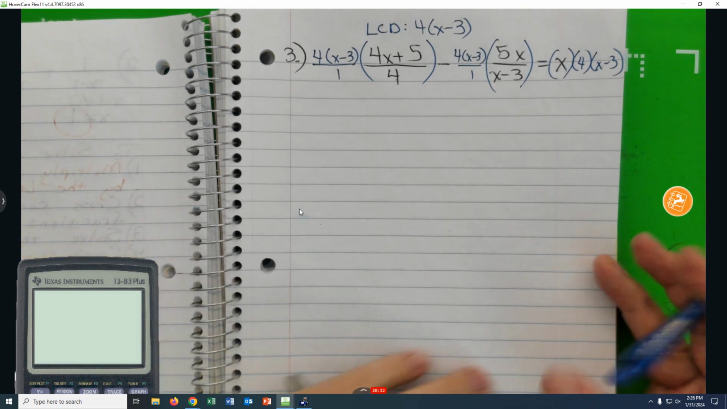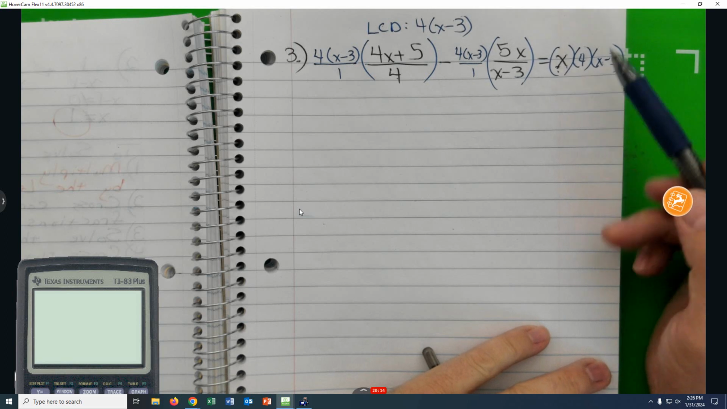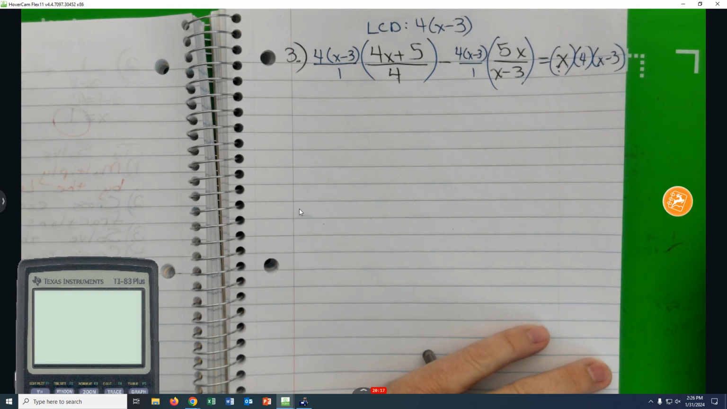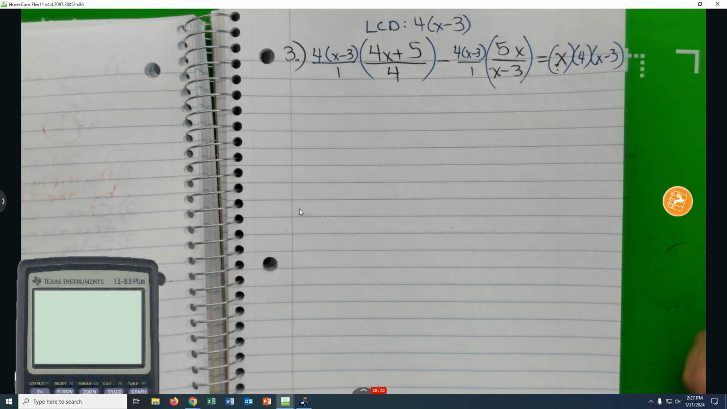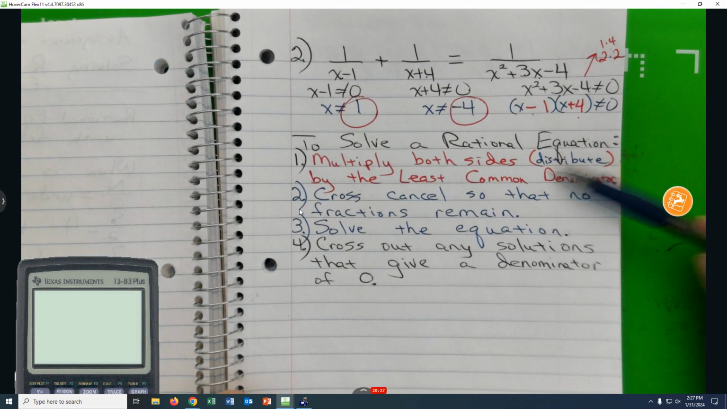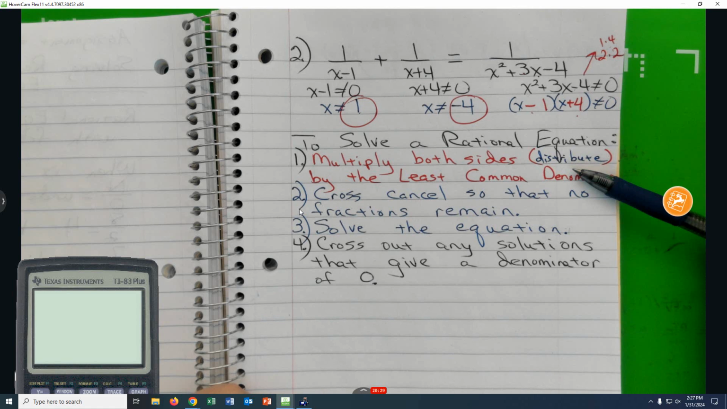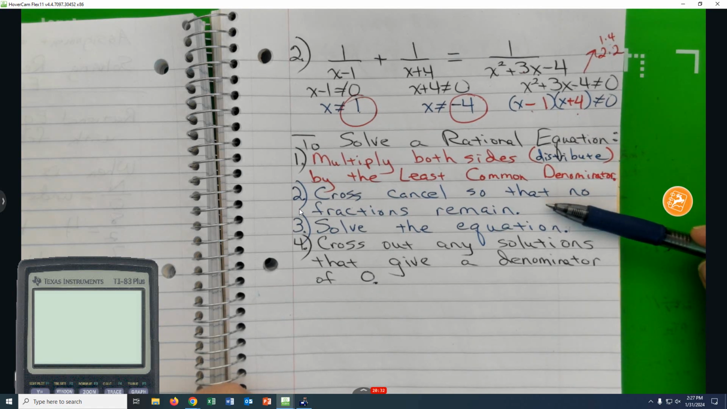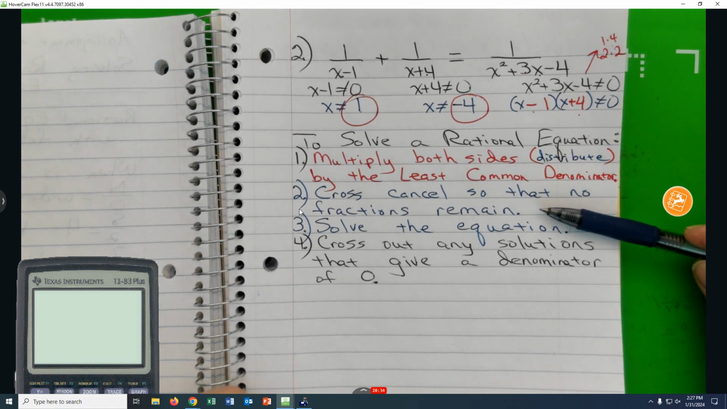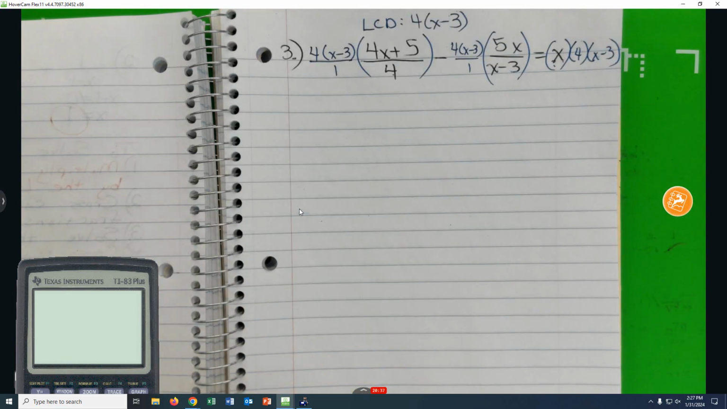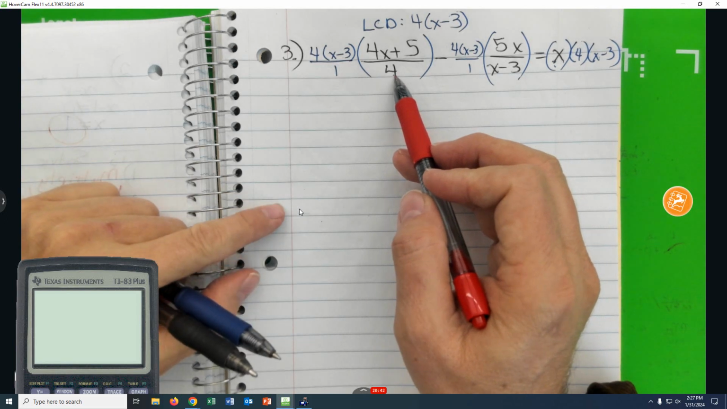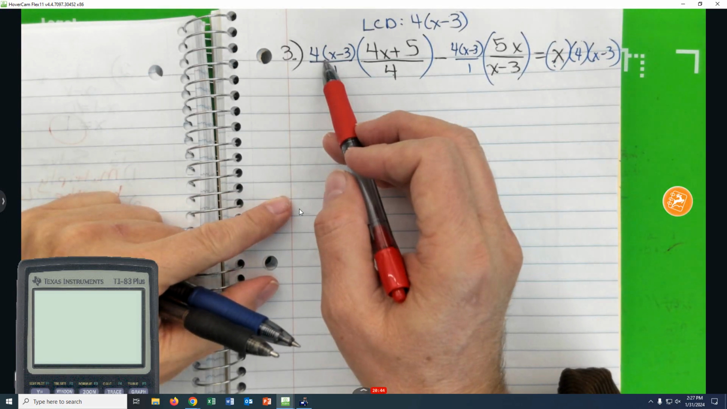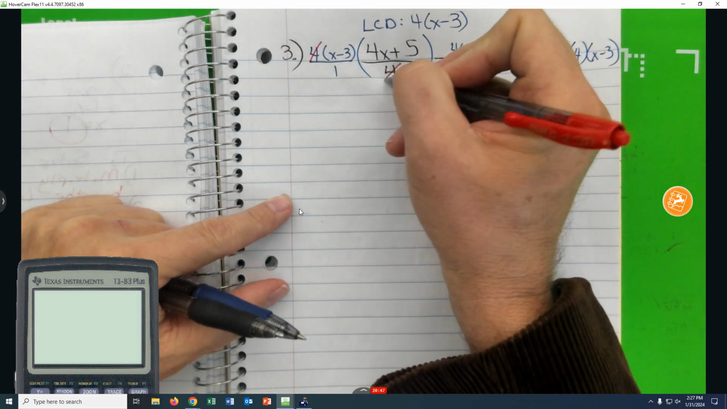So everyone read what I've written there. There's an x times 4 times (x minus 3). So we've done the first step. We've multiplied both sides by the least common denominator. Second step, we're going to start canceling. And if we do this correctly, there shouldn't be any fractions remaining. So here's my red pen. Well, I have that 4 there in the original fraction. Let's look over here. Yeah, there's a factor of 4 I can cancel.